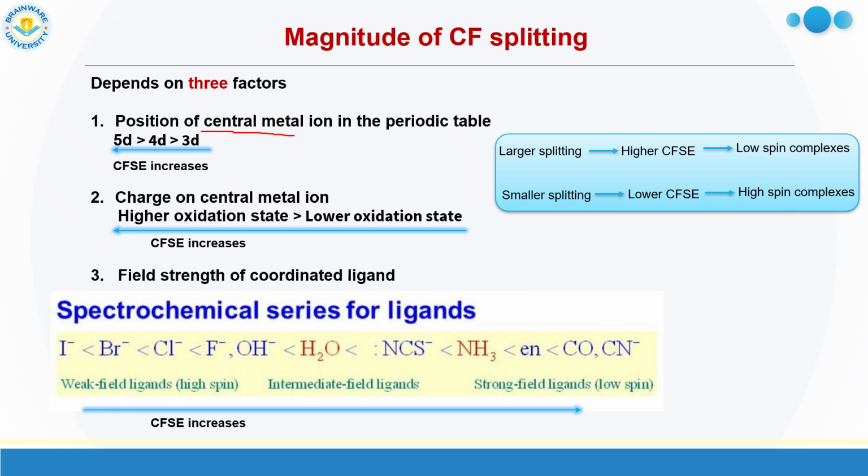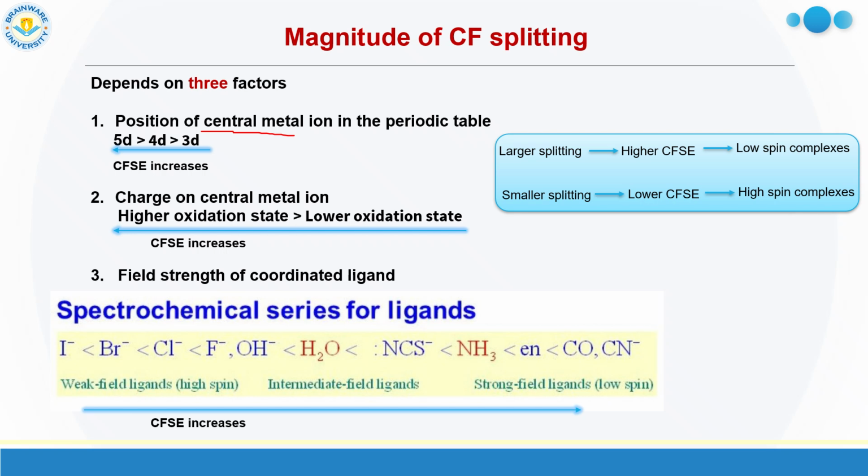Now going to the charge on the central metal ion. If it has a higher oxidation state, then its CFSE will be higher. Lower oxidation state, CFSE lower. For example, chromium: one is chromium 3 plus, another is chromium 2 plus. Considering the same ligand environment, chromium 3 plus has more CFSE than chromium 2 plus. So the oxidation state is also responsible for the extent of splitting.